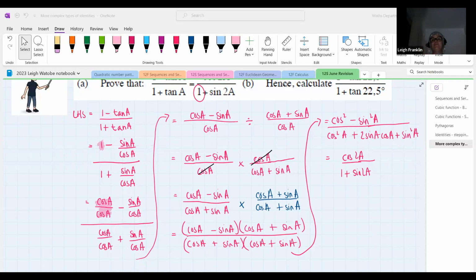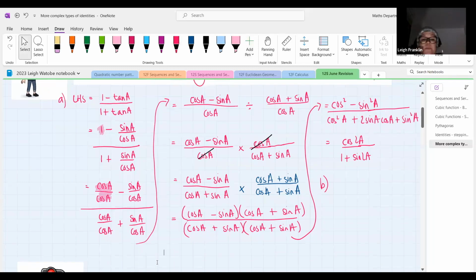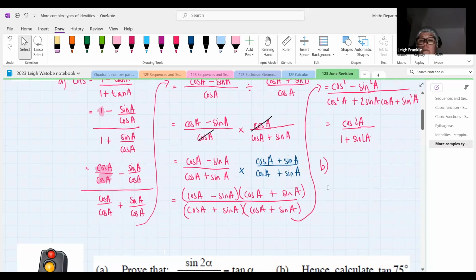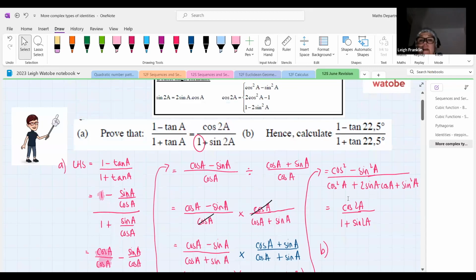Okay, let's jump into the second part. So we know by now that in maths, if they tell us hence, we've got to use what we've done before. If it says hence or otherwise, then we're allowed to use a different method. We don't have to use what we've done before. But if it says hence, we have to use what we have done before. Otherwise, we're not going to get any marks. So they are saying to us, hence, calculate 1 minus tan 22,5 over 1 plus tan 22,5.